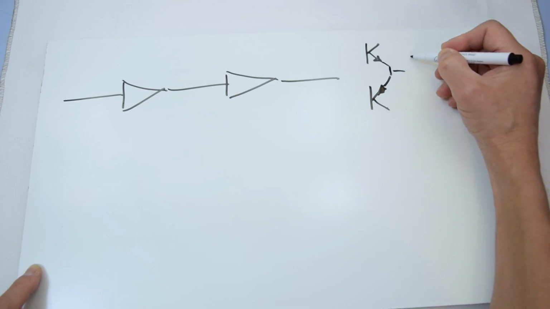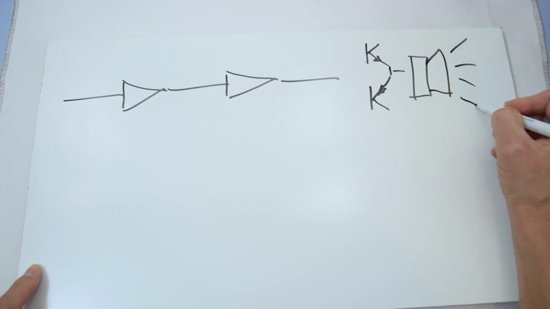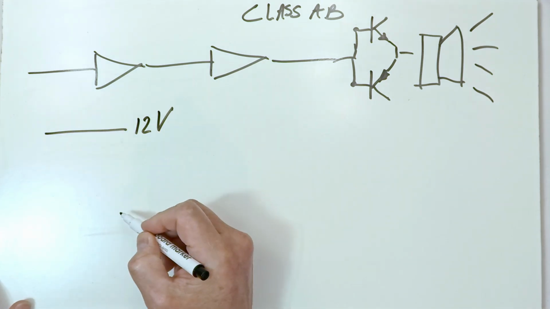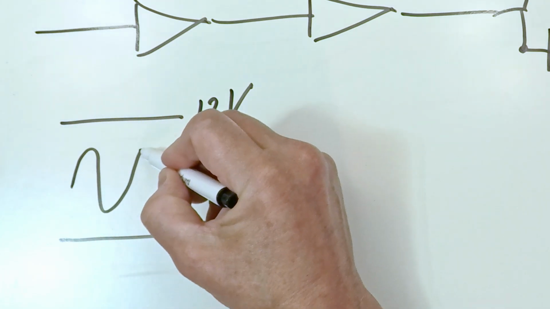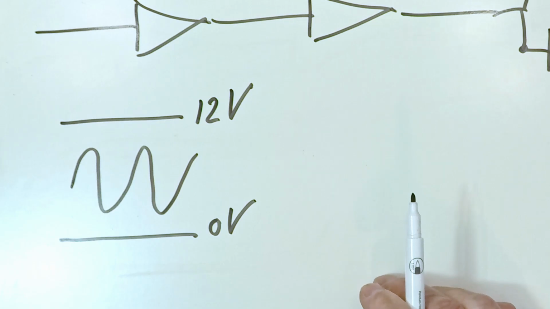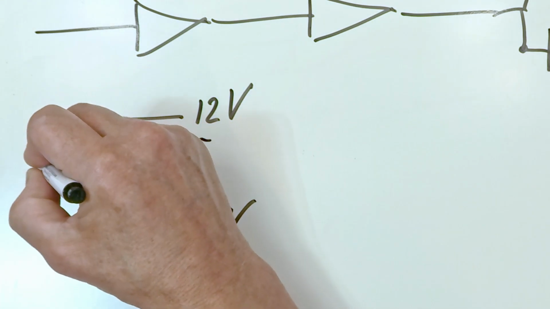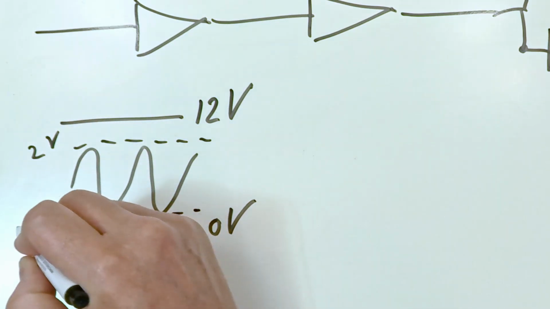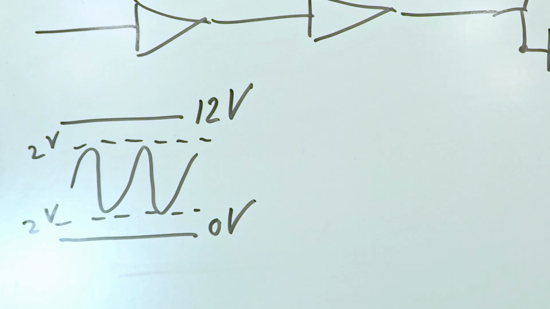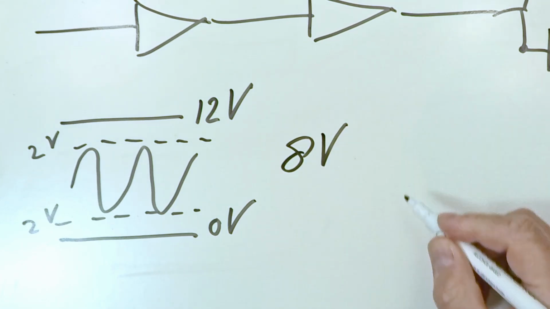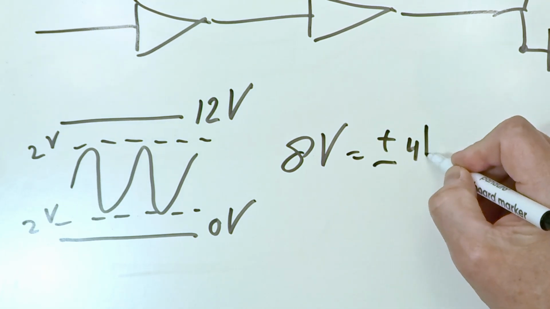So this is the basic circuit of a class A/B amplifier. And this is the speaker. I've got a 12-volt power supply. So it means the audio signal has to fit between the 12 volts and ground. And the op-amps are not able to operate all the way up to 12 volts or 0 volts. They need a margin of 2 volts at either side. So the maximum swing the signal can have is 12 minus 2 times 2 is 8 volts. So the maximum output signal we can have is plus or minus 4 volts.